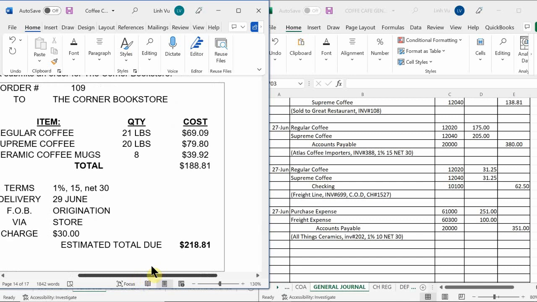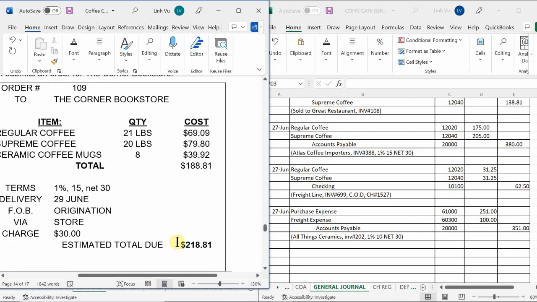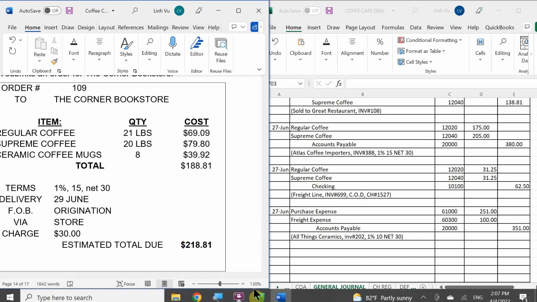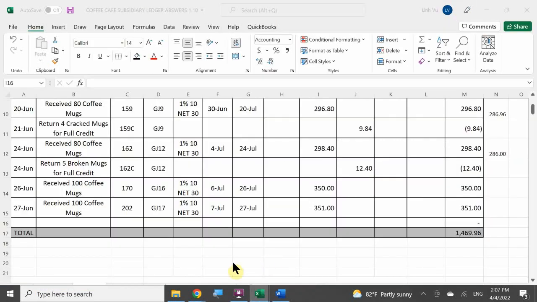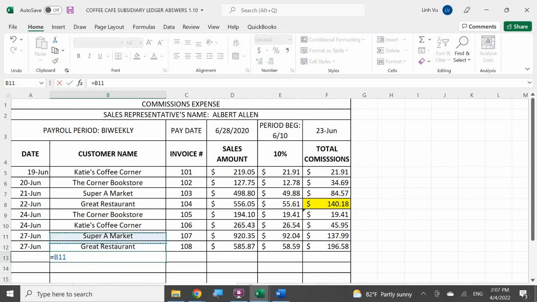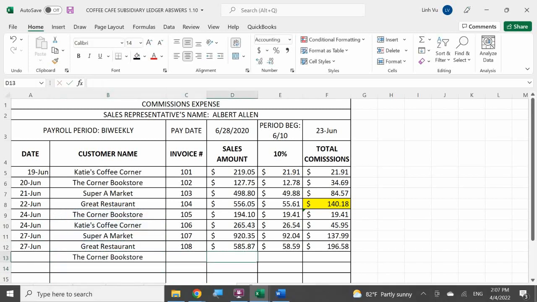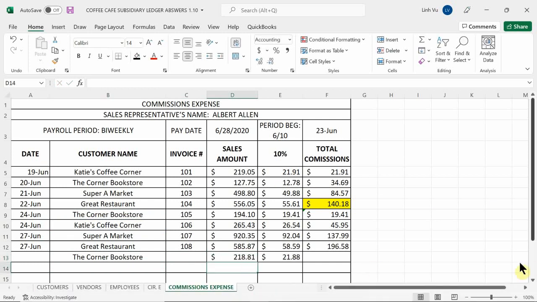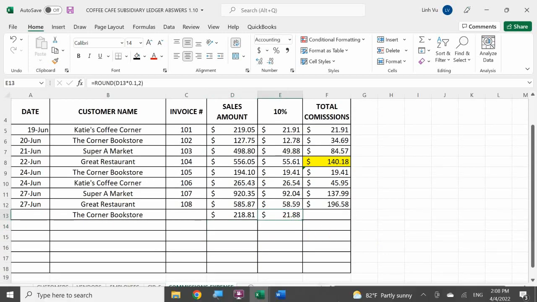So what is this? $218.81. What are we going to do with this? Put it in Albert's commission. We're going to put it to Albert's commissions. All right, so we have another Corner Bookstore order for $218.81, which they already calculated for me. So in this case, I'm just going to clear that real quick.